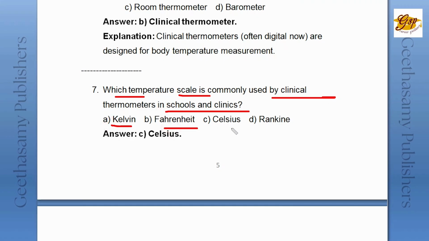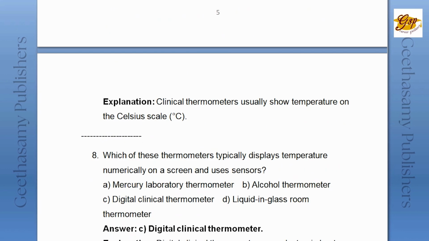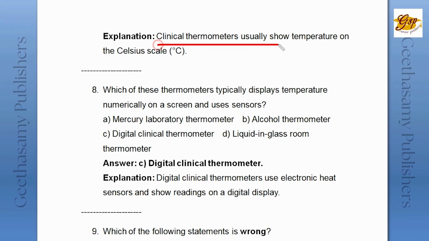Then seventh question, which temperature scale is commonly used in clinical thermometers in schools and clinics? Kelvin, Fahrenheit, Celsius, Rankine. So the answer is Celsius. The explanation is the clinical thermometer usually shows temperature on the Celsius scale, degree centigrade. And eighth question, which of these thermometers typically displays temperature numerically on a screen?